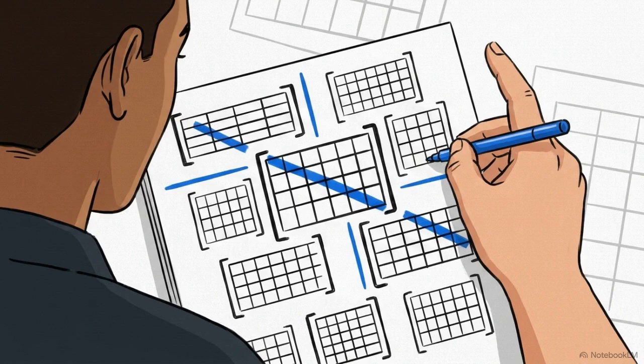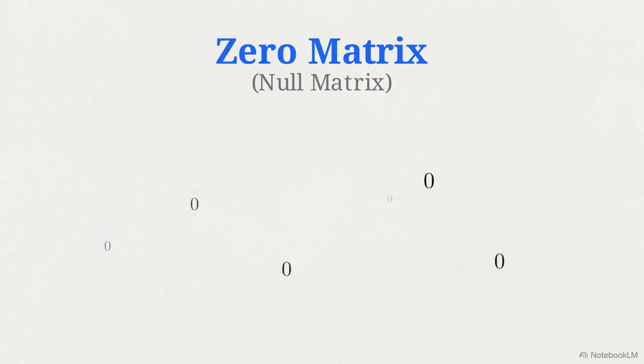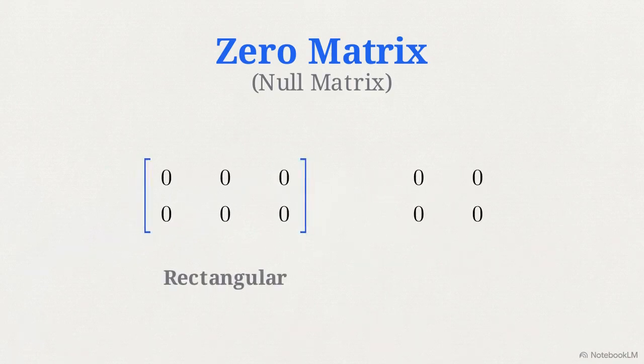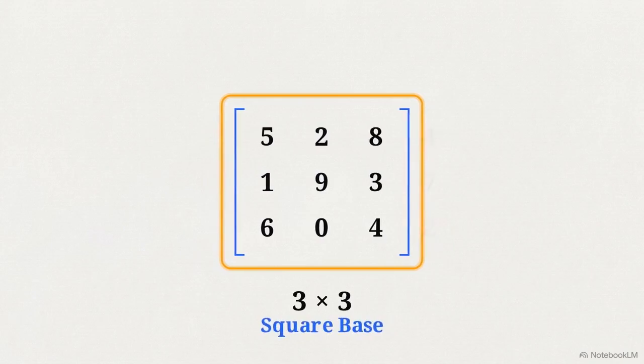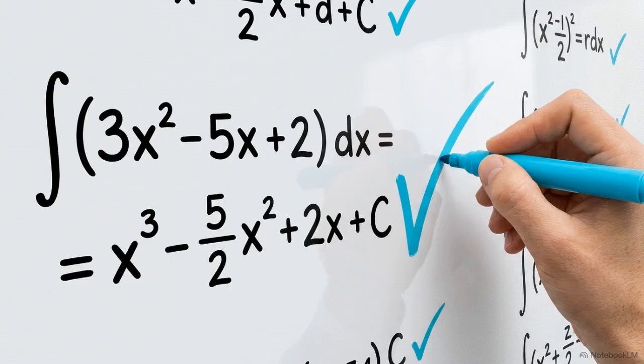You might wonder what happens if a dataset is entirely empty. We represent that with a zero matrix, a grid completely filled with zeros, which can take the geometric shape of either a rectangle or a square. Identifying whether your matrix's geometric base is rectangular or square dictates exactly which algebraic rules you can apply to it in the next phase of your calculations.